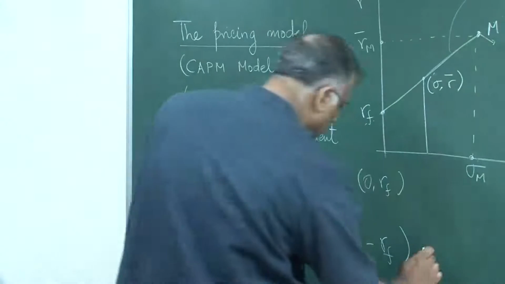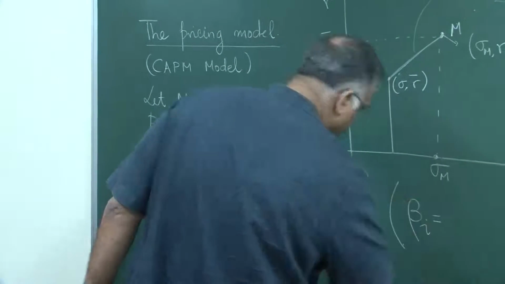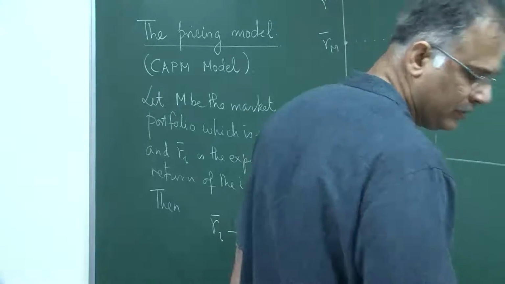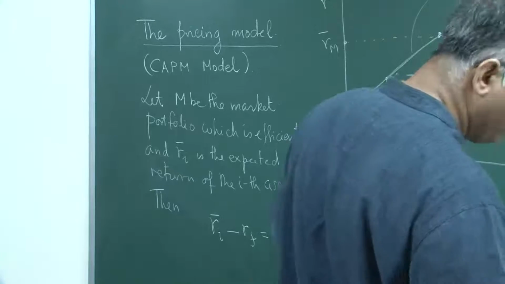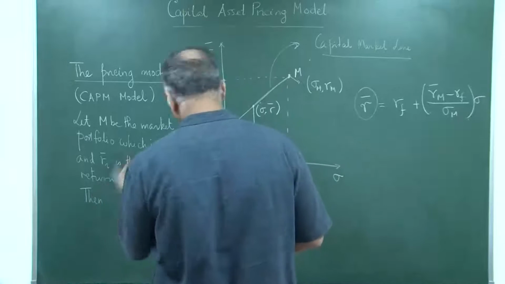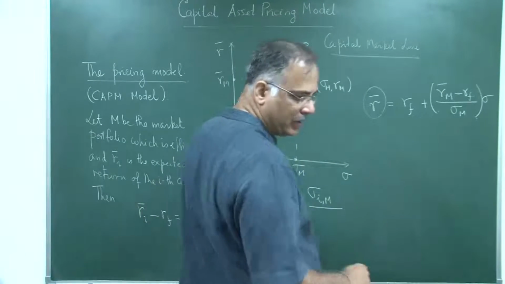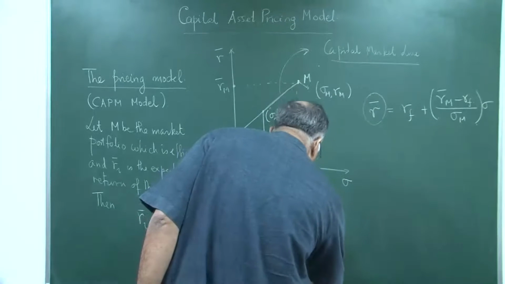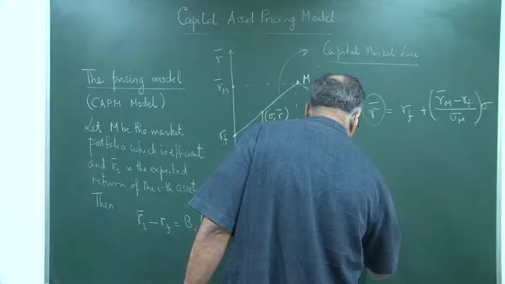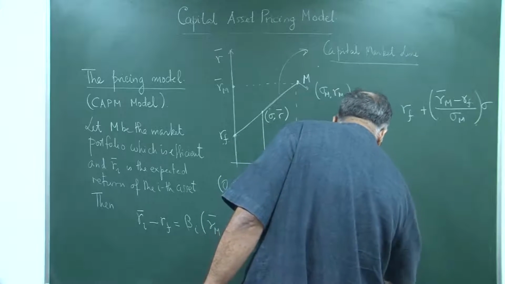And what is this beta i? This beta i is called the beta of the stock, which is a very important indicator for practitioners. It is the covariance of i and m, that is sigma im, the covariance between the single asset and the market portfolio itself, divided by sigma square m, the variance of the market portfolio.